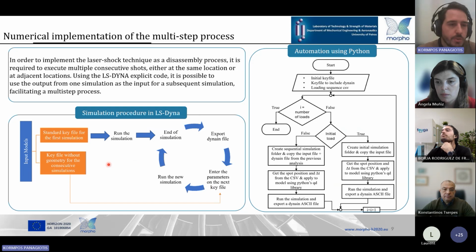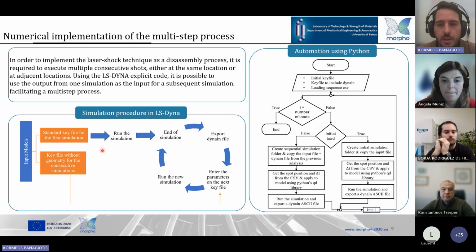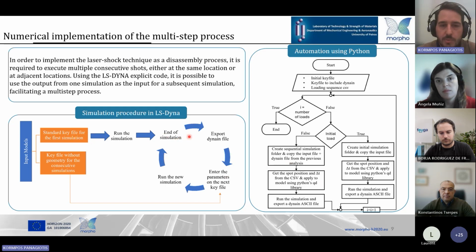And because this process can be quite time-consuming, a subroutine was developed using the Python programming language to automate a series of analyses. This subroutine takes as an input two K files from two models, essentially, and a table in CSV format that describes all the subsequent loadings that are used.